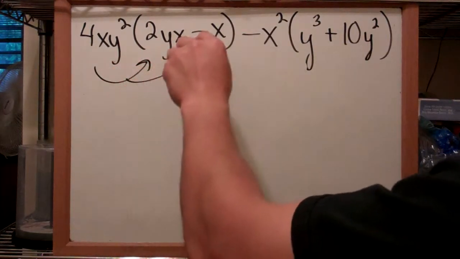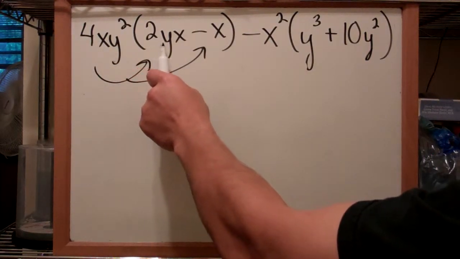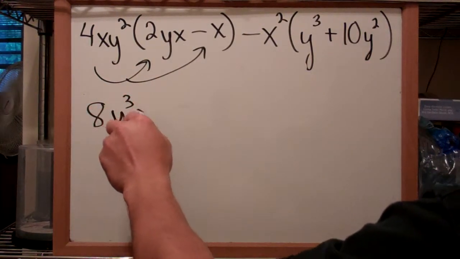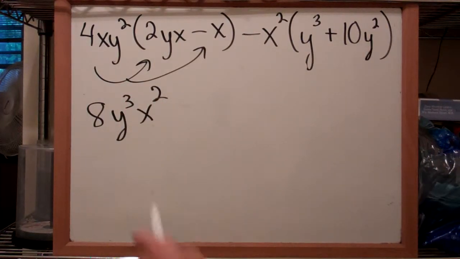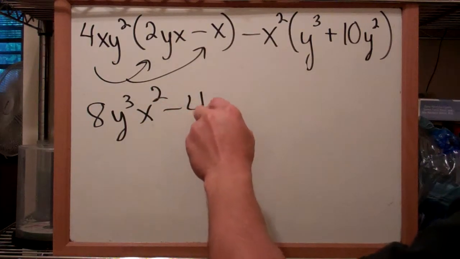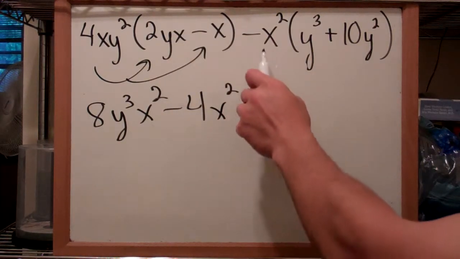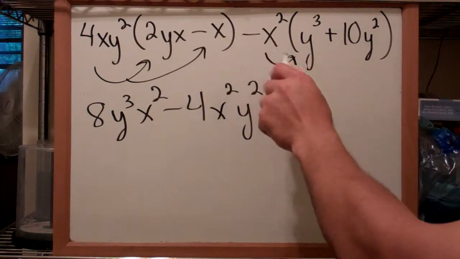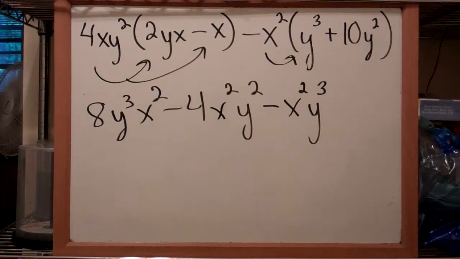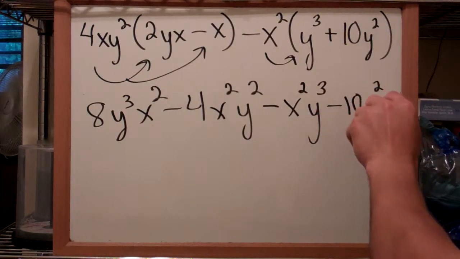Starting here, if we use the distributive property, 4xy squared times 2yx would equal 8y cubed x squared. Then multiplying this times this, we would get -4x squared y squared. Now moving to this set of parentheses, if we multiply here with the distributive property, we'll get -x squared y cubed. And then here we'll get -10x squared y squared.